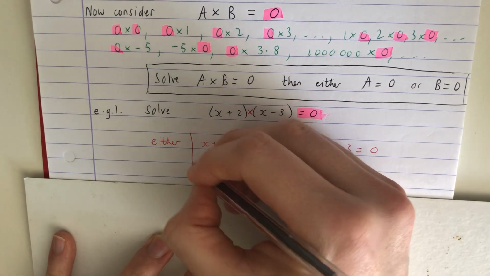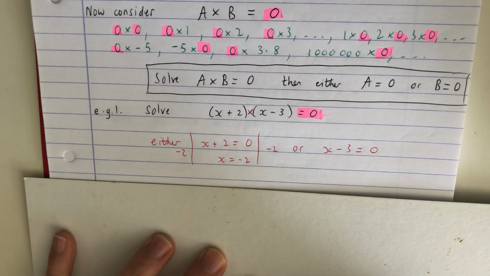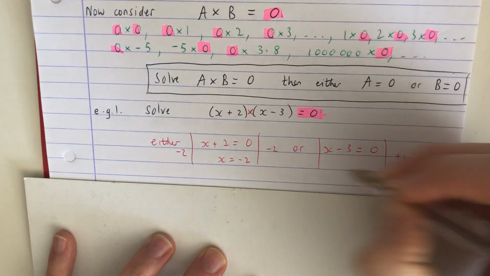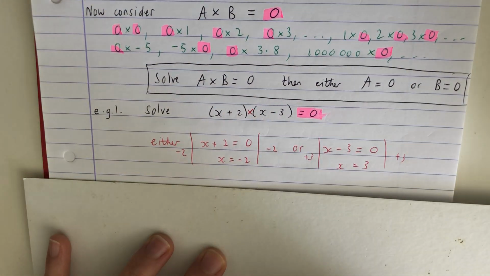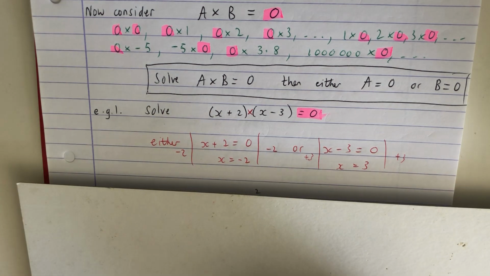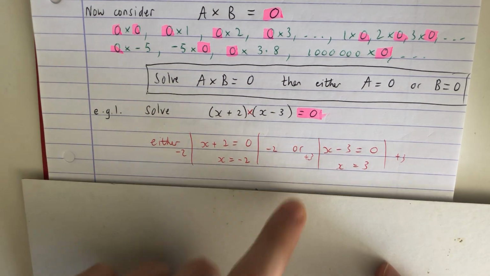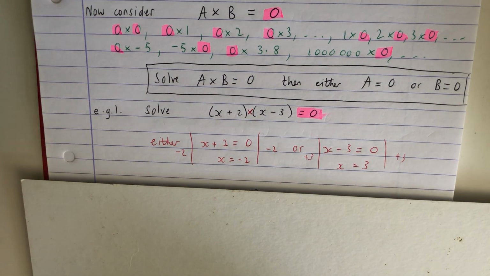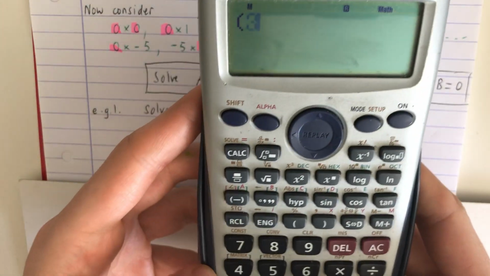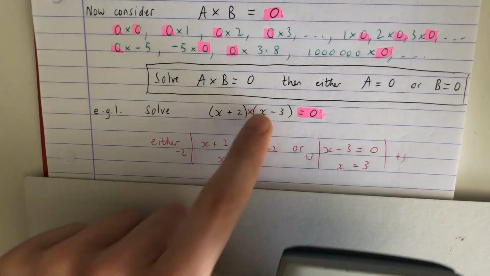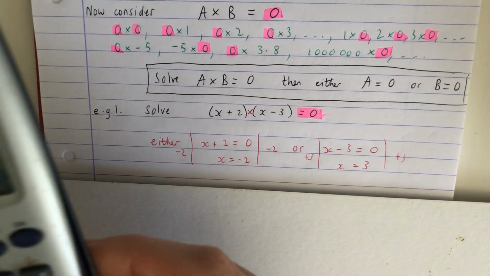This mini equation, subtract 2, x could be negative 2. This mini equation, add 3, x is equal to 3. So we got two different answers for this. And remember, when you solve equations, you can always substitute the answers in to check if they work. If I picked 3, we could have 3 plus 2, bracket 3 minus 3, which is equal to 0. You can check your answers.